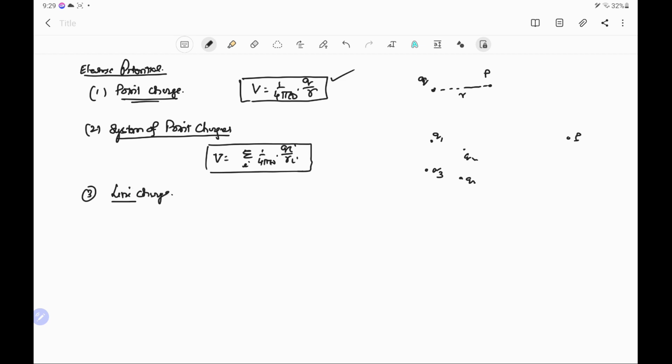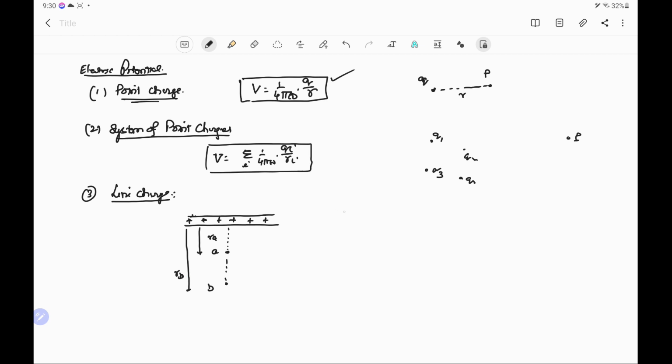For a line charge, we have already found the electric field. This is a line charge, suppose, which has a positive charge distributed over its length, and there is a point A which is at a distance Ra, and after that there is a point B which is at a distance Rb. So we have to find the potential at a point because of the line charge.